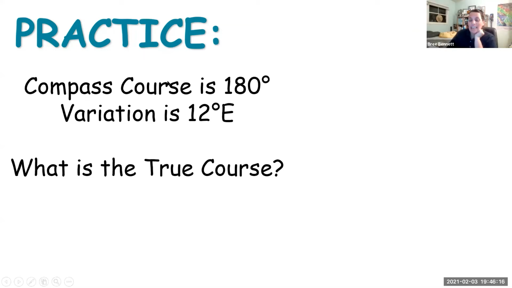Okay, so now we have a compass course. So I am steering on my boat. I'm steering 180 degrees with my compass. What is the true course that I'm steering? If I was to plot what I'm steering on my chart, but I want to steer 180 on my boat, what am I actually doing in relationship to the true north?